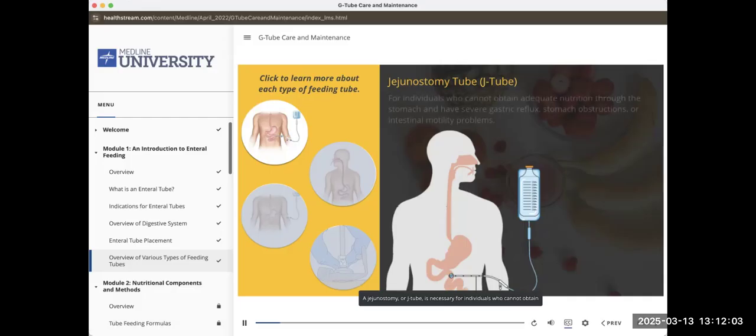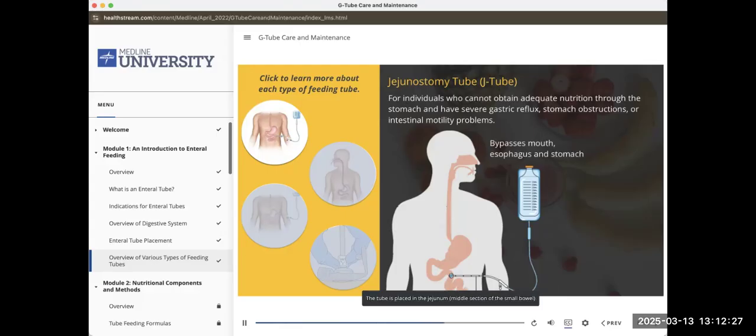is necessary for individuals who cannot obtain adequate nutrition through the stomach and have severe gastric reflux, stomach obstructions, or intestinal motility problems. A J-tube is a feeding tube that is placed by a doctor through the abdomen into your small intestine, the jejunum. Feeding into the jejunum bypasses the mouth, esophagus, and stomach.